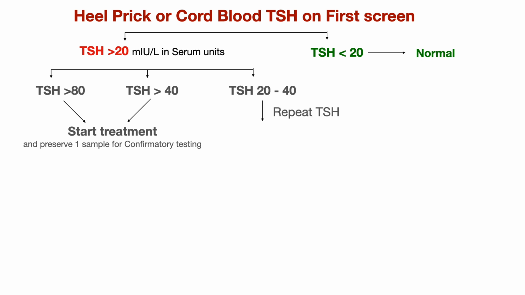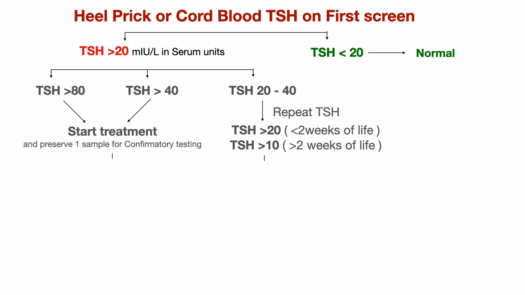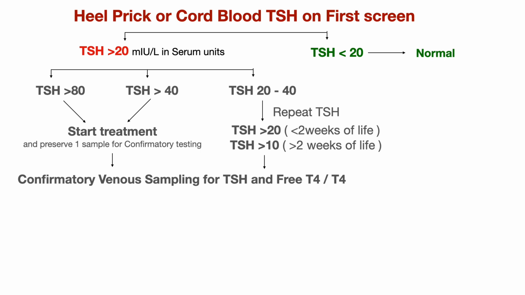Whereas if the value is between 20 to 40, then we repeat the TSH, usually within 7 days. If the child is less than 2 weeks of life, then a TSH of more than 20 is significant. And if the TSH is more than 10 in a neonate more than 2 weeks of life, then it is significant. Now we further test by using a confirmatory venous sampling for TSH, and free T4 is also done.